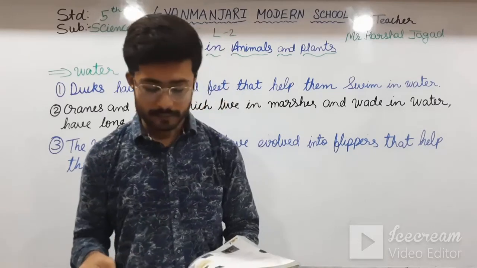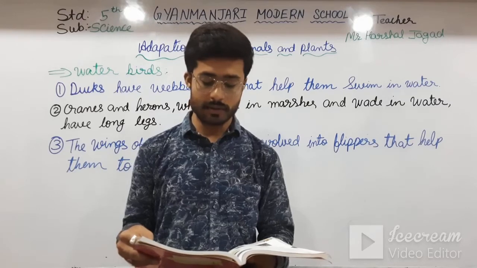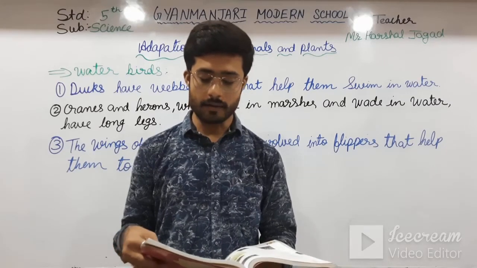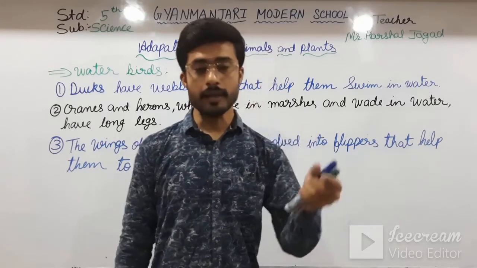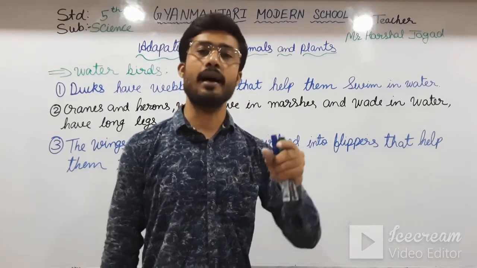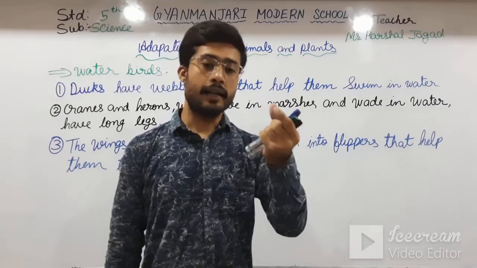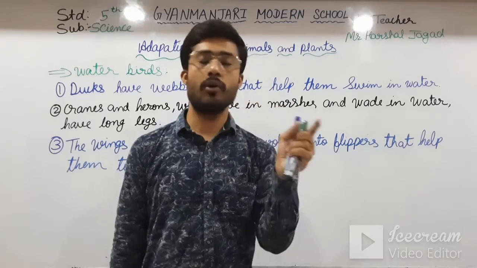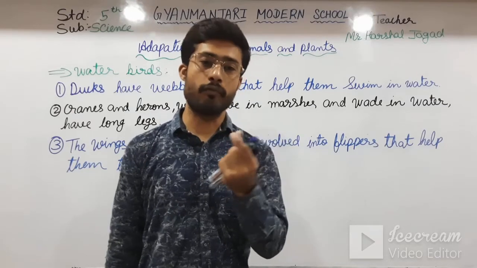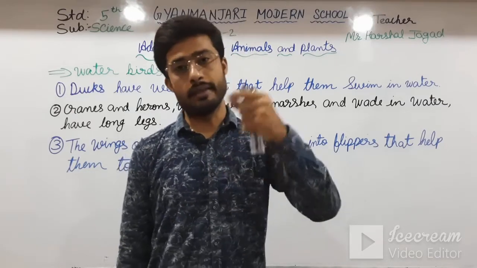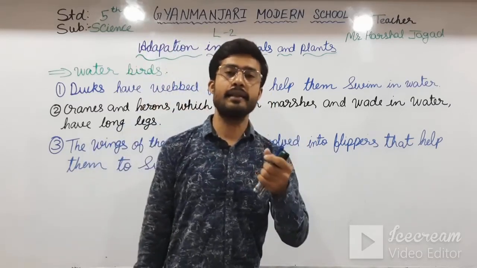Next point, the stomata are on the upper sides of the leaves. Usually stomata are found on the underside of the leaves. See here, in water lily and in lotus, the stomata are on the upper side of the leaves. Okay students, why? If they were on the underside of the leaves, they wouldn't get sunlight, because the leaves are floating in the water. So the stomata are on the upper side, so they can take the sunlight.